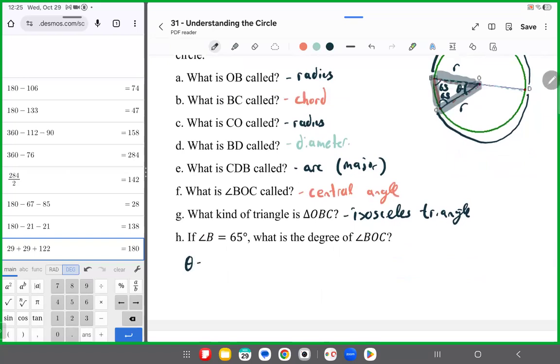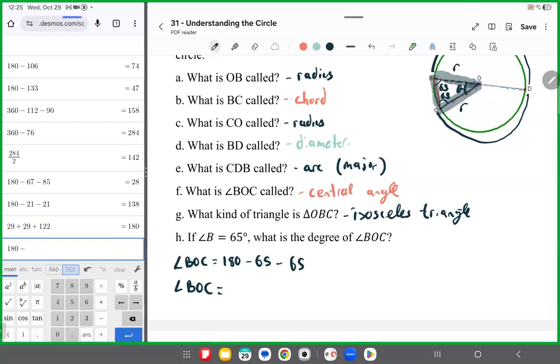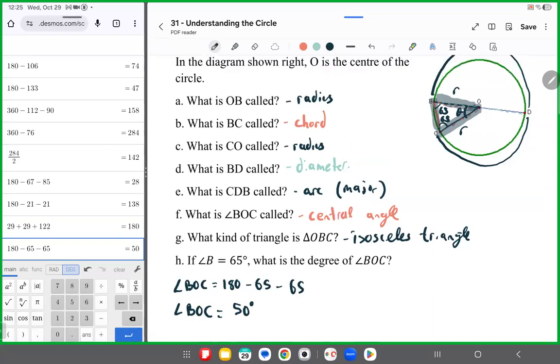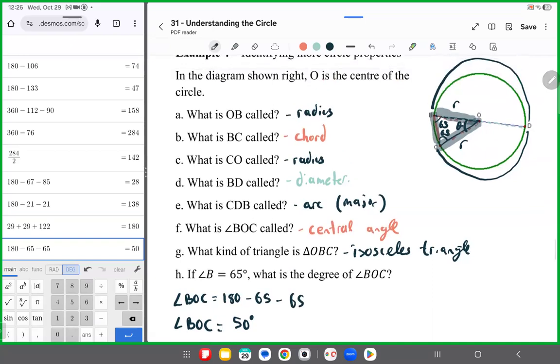So theta will be equal to 180 minus, and in this case, since they told us specifically angle BOC, we should label it as such. So angle BOC will be equal to 180 minus 65 degrees minus 65 degrees. If we take 180 minus 65 minus 65, we get angle BOC is 50 degrees. Okay, so this is how we're able to identify different characteristics and parts of this circle.